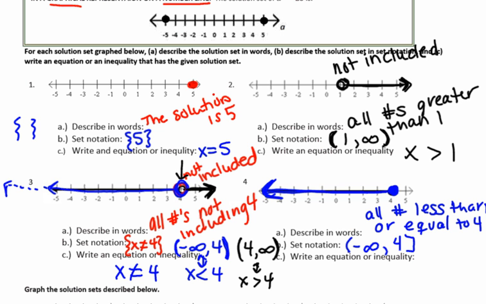okay? To write an equation or inequality for this, all the numbers, so x, which is less than or equal to, remember to include that little equal to part, 4.